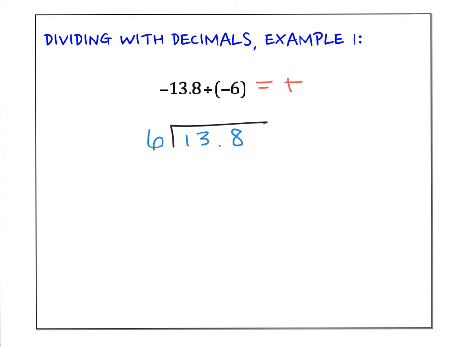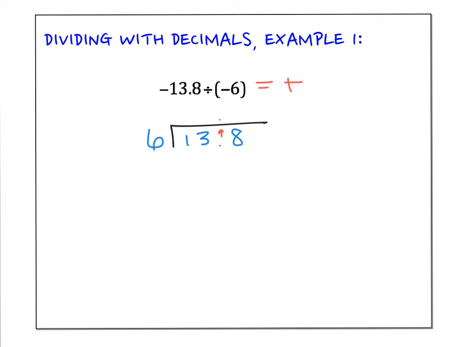So I go about my long division in the same way. The trick with dividing with decimals is that I actually keep my decimal point lined up with where it is in the number that I'm dividing. So I'm going to keep it right above that point in the 13.8 and keep it there so that my answer is correct. So now I look at, well, how many times can 6 go into 1?